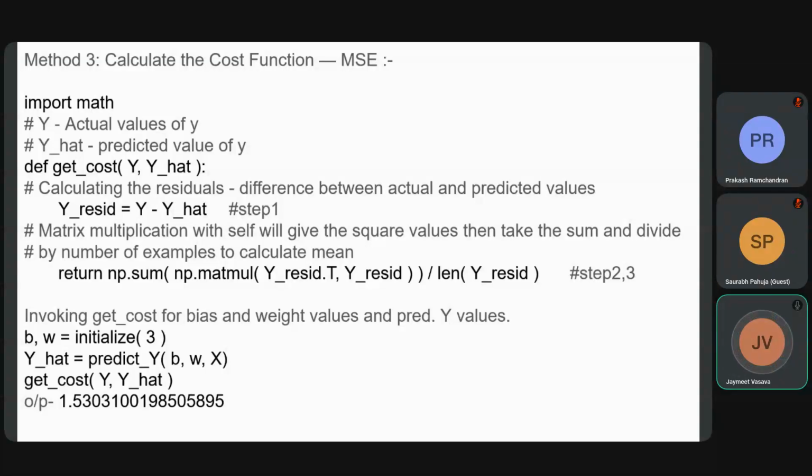So when we use get cost for the values that we have used to initialize for value 3, then use the y hat for getting the predicted values, and getting the cost on it, we got 1.53. So we calculated the cost function, which is a mean squared error on linear regression models.